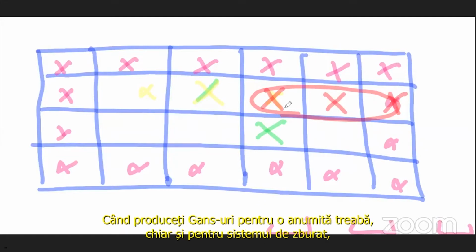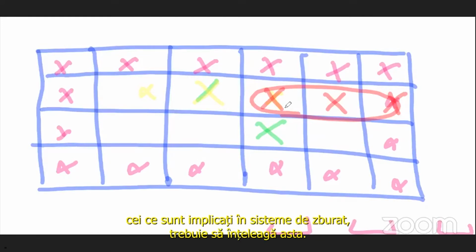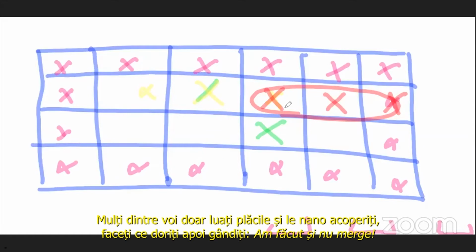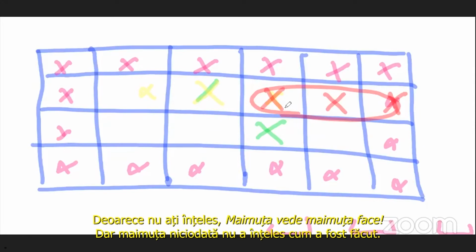When you're producing GaNs for specific jobs, even for a flight system, those who are involved in flight systems have to understand this. A lot of you just get the plates and randomly do whatever you like, and you think, I did it. It doesn't work, because you haven't understood. Monkey see, monkey do, but monkey never understands how it was done.